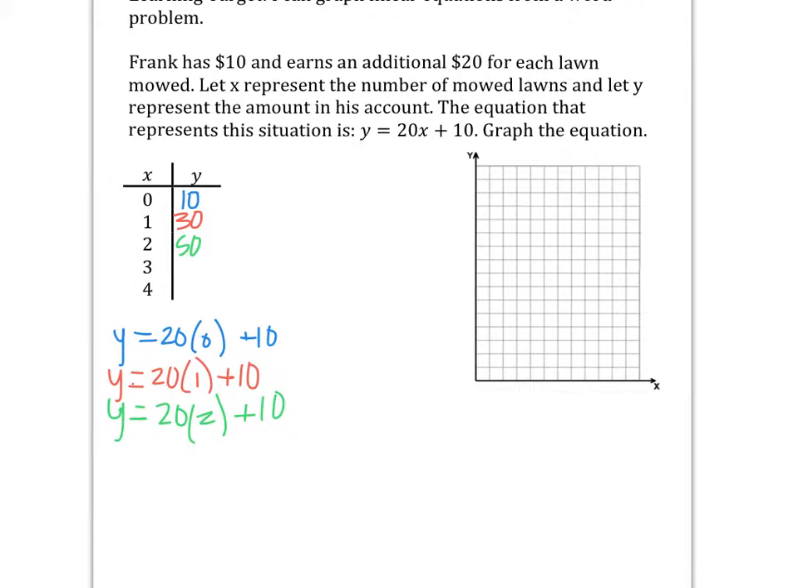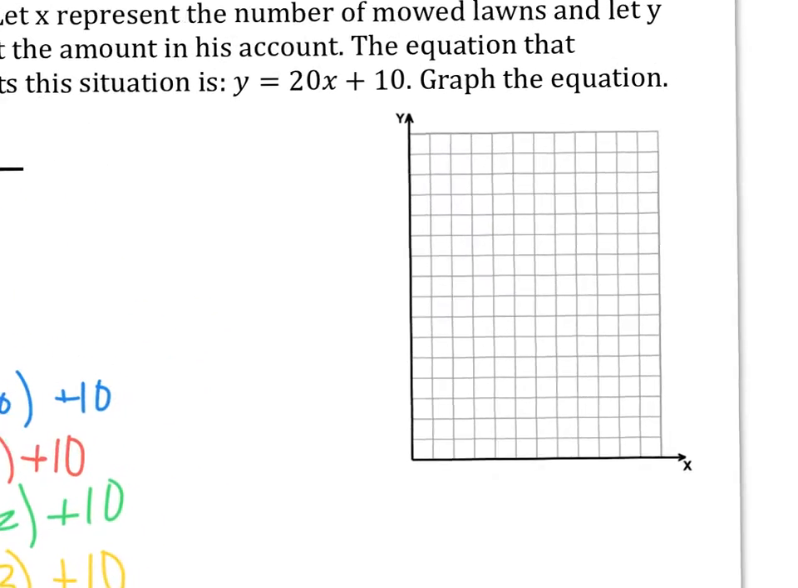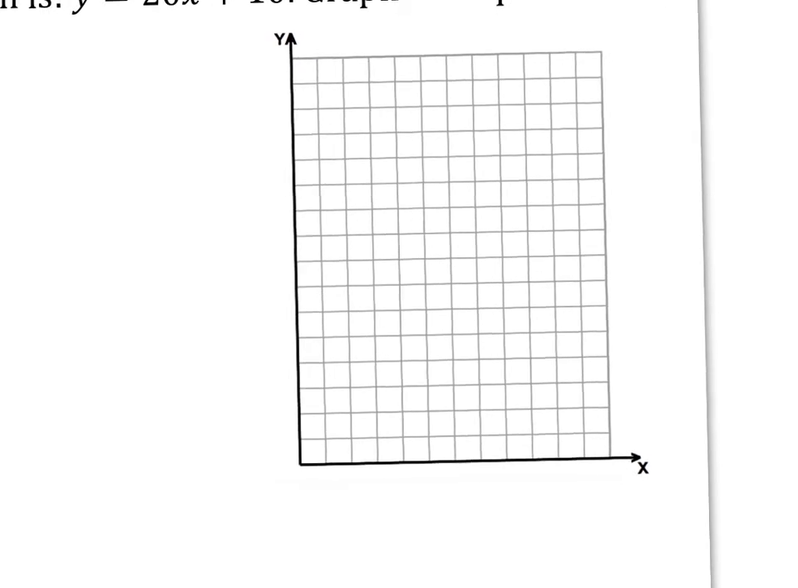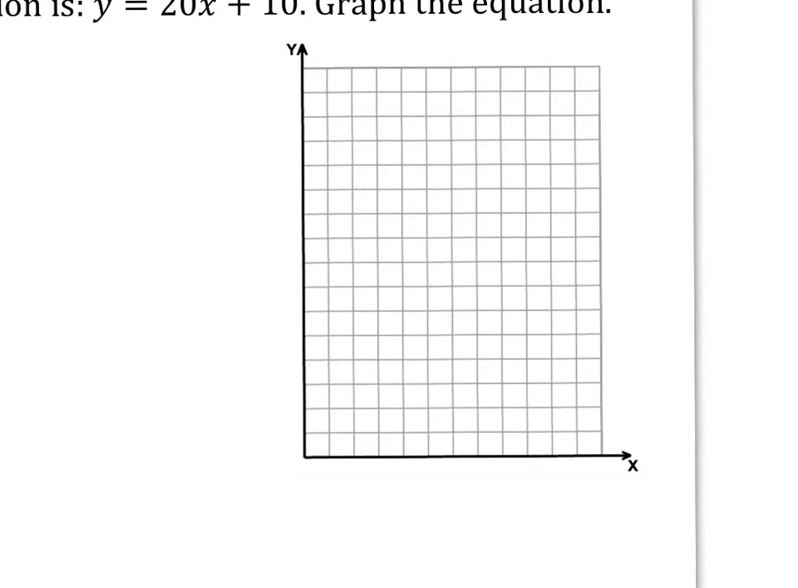Now, if he mows 3 lawns, Y equals 20 times 3 plus 10. 20 times 3 is 60, plus 10 is 70. And last, if he mows 4 lawns, we'll have 20 times 4 plus 10, and 20 times 4 is 80, plus 10 is 90. So now let's go over to our graph. However, we first have to scale our graph and label our axes.